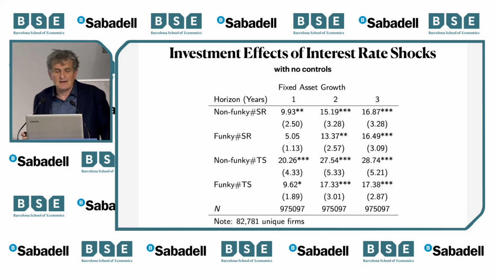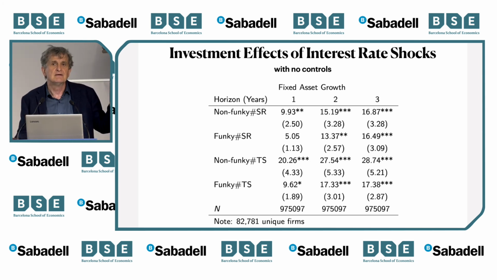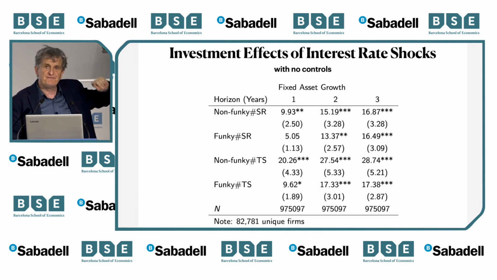So this is the first regression I'd like to report. The columns refer to year 1, year 2, and year 3. This is the Haltiwanger-style growth rate, the growth in fixed assets between the year of the shock and the year after. That would be the first column. Between the year of the shock and 2 years later would be the second column, and the year of the shock to 3 years later is the third column.